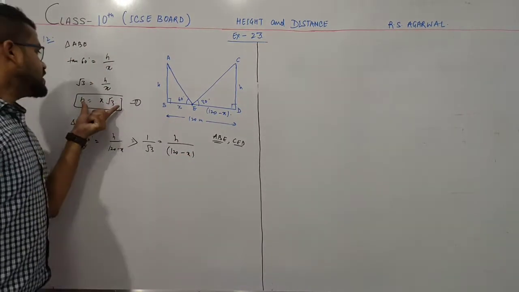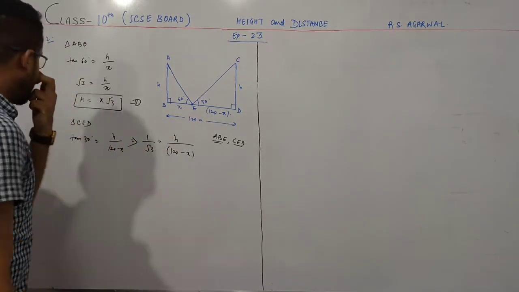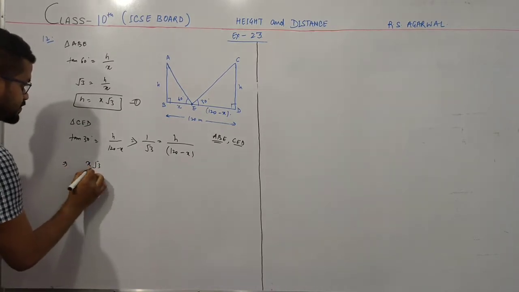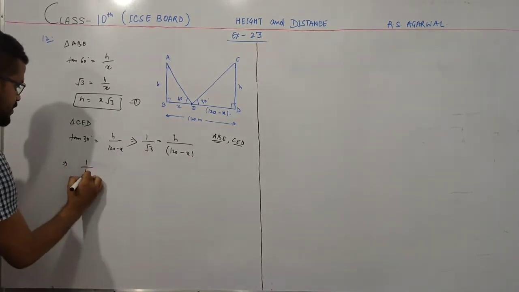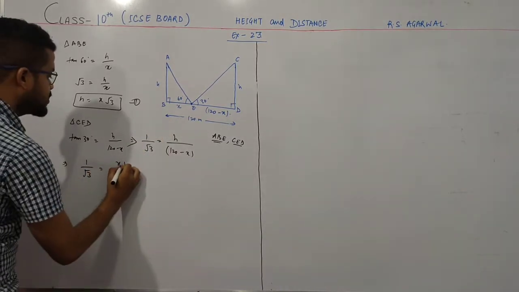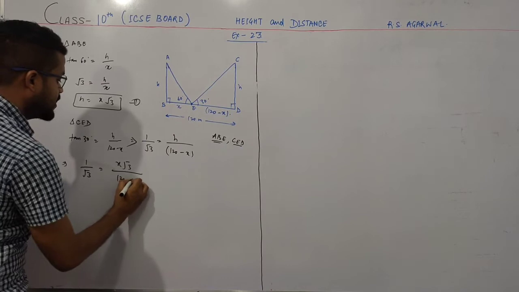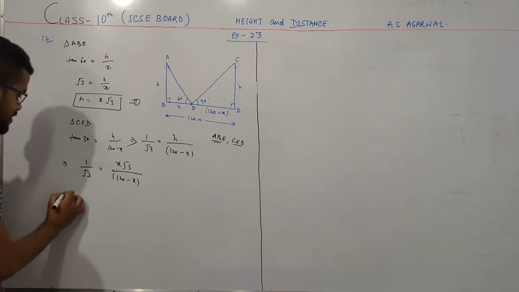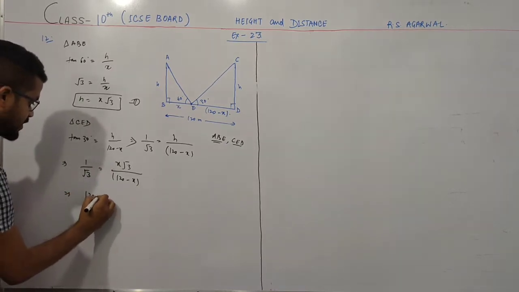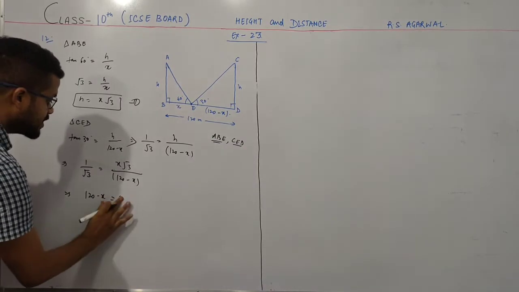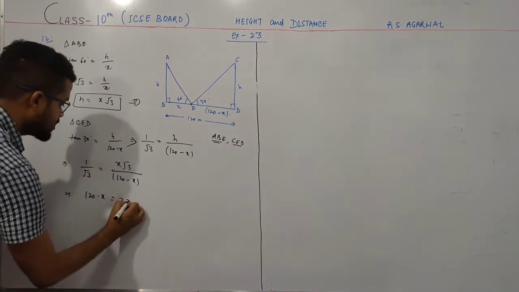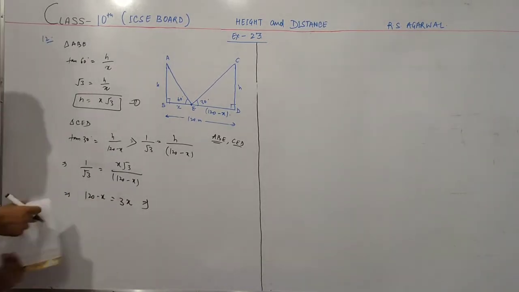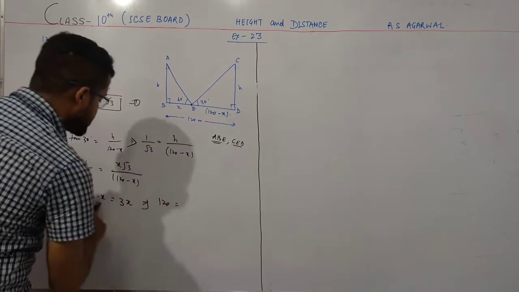Now the value of H is X√3, so I put this value of H here. So 1 by √3 equals X√3 upon 120 minus X. Cross multiplying, 120 minus X equals 3X, since √3 into √3 is 3.